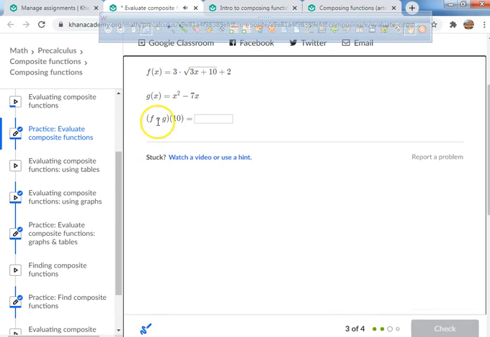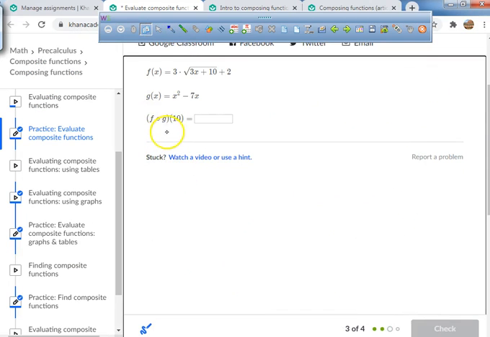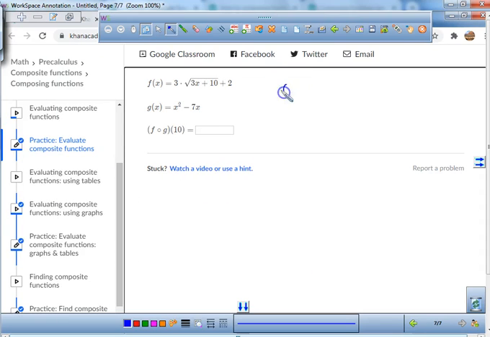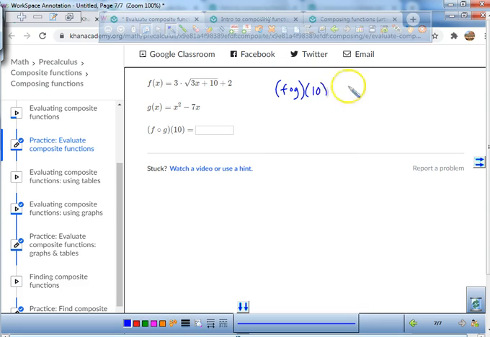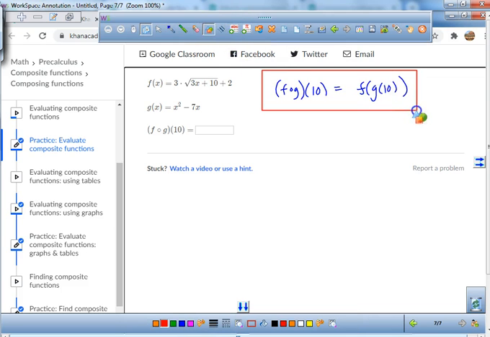Okay? By the way, this is a notation you need to be aware of. So if you ever see f of g of 10, that means, ready? That means f of g of 10. So I need you to understand that these signify the same meaning.